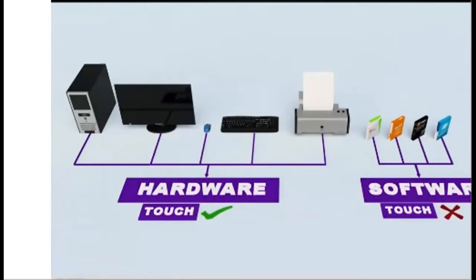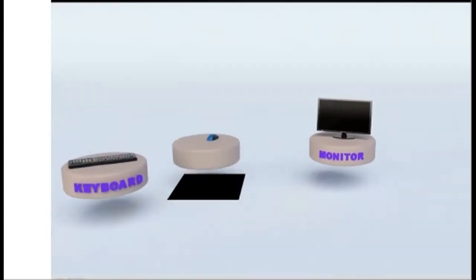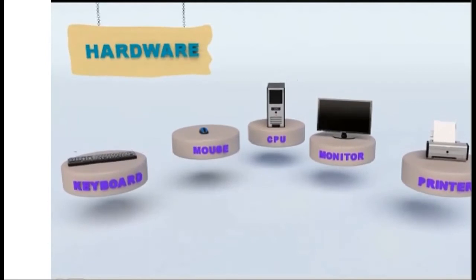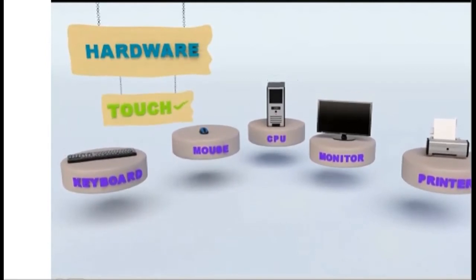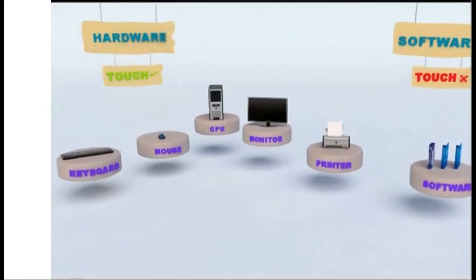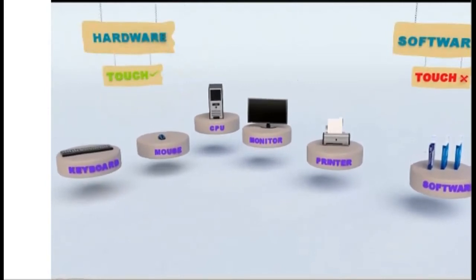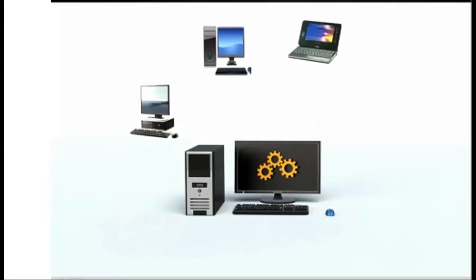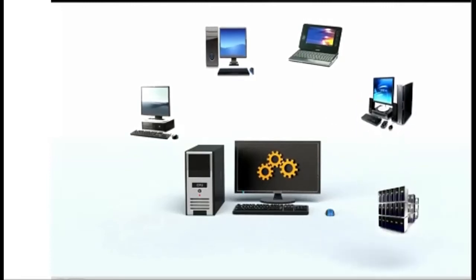Did you notice that we can see and touch the hardware around us, whereas the softwares are only visible to us in the computer when we use them? So we can say that the physical parts of the computer that we can see and touch are called hardware, and the non-physical parts of the computer that we cannot see and touch but are necessary to use the computer are called software.